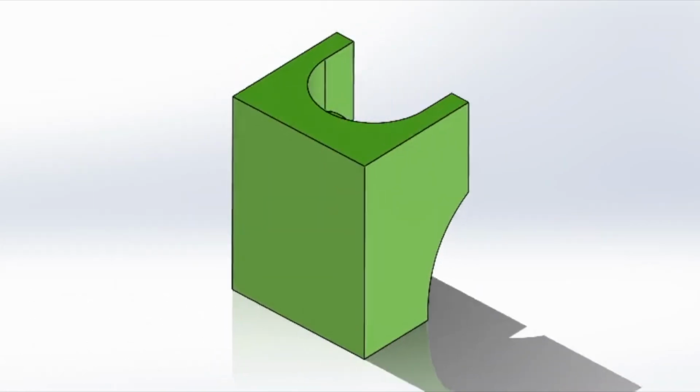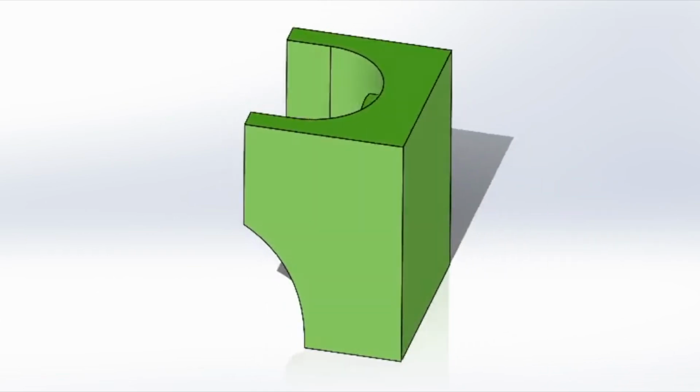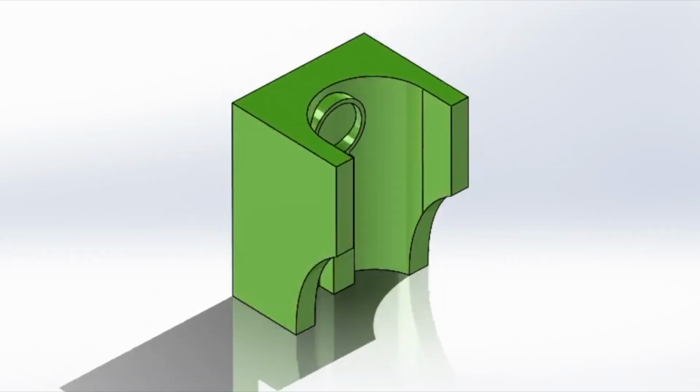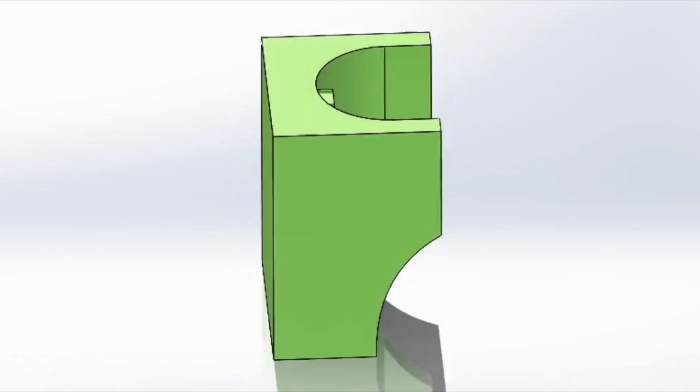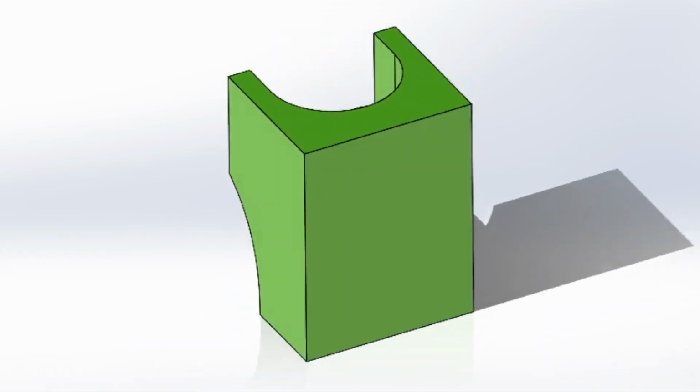Next, we have the main body of the dispenser. This part holds all the components of the assembly together and is mounted into the wall. The motor that drives the system also resides within the body.